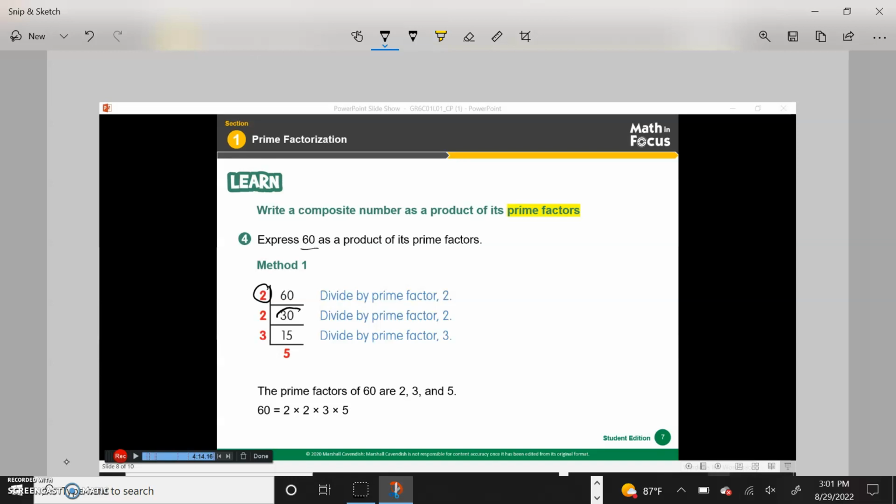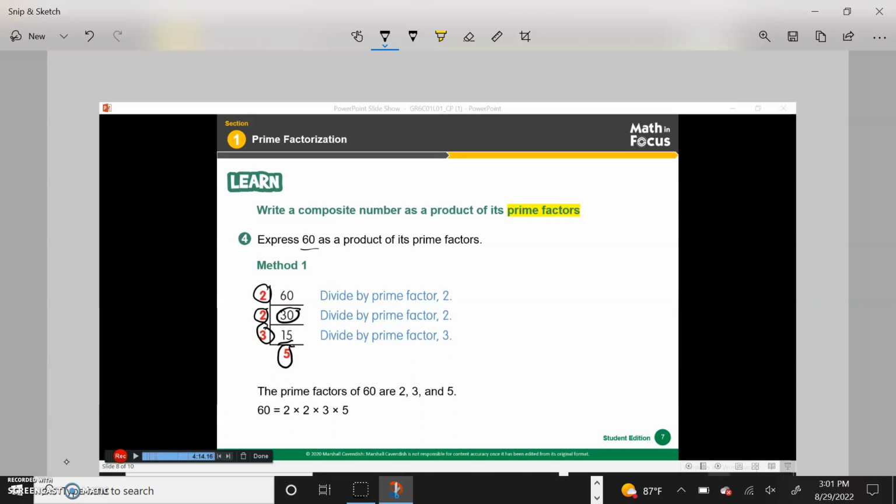So we have 30 here, divide it by 2. After you divide 30 by 2, now you have 15. Divide 15 by 3, and that gives you 5. So all these numbers here would be prime numbers. What you would want to do: the prime factors of 60 are 2, 3, and 5.